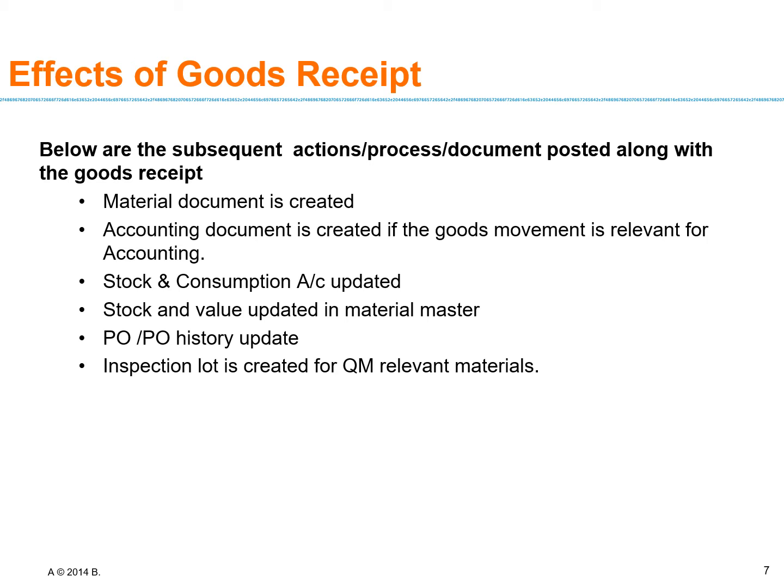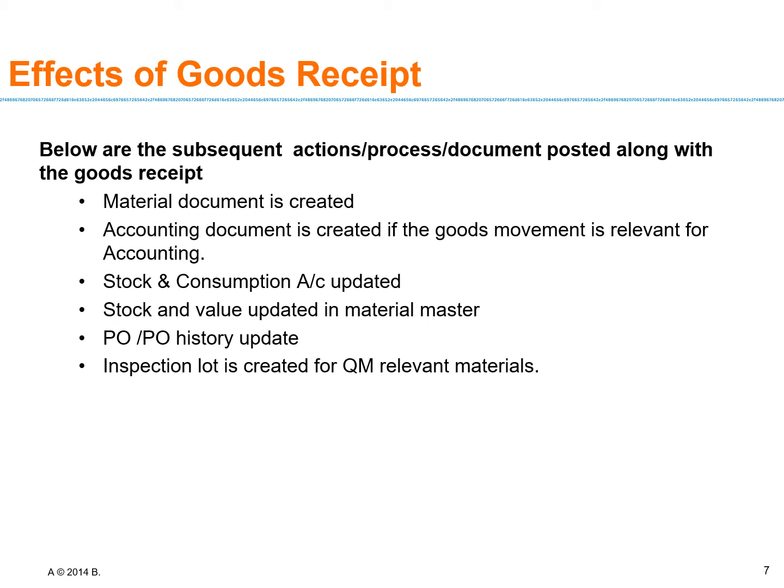Accounting document is created if the goods movement is relevant for accounting, right? So a document is also created which helps the accounting department to know the exact status of the inventory. Stock and consumption account is updated, right? What is the existing stock, how much is being updated, and what is the increase in the stock. All such things are also updated.